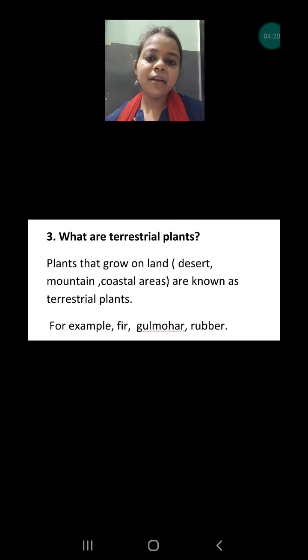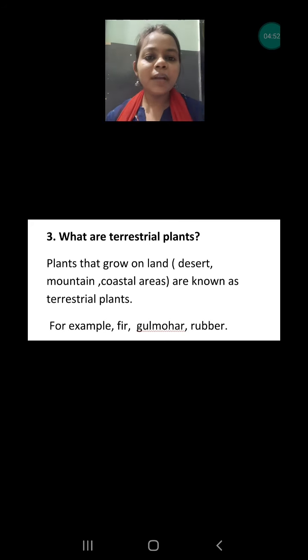And what can be land? Desert. Desert is also the part of the land. Mountain is also the part of the land. Coastal areas are also the part of the land. Marshy areas are also the part of the land. So land can be of different types. But these all are the different types of land only. So desert plants are also considered terrestrial plants. Mountain plants are also considered terrestrial plants, and coastal area or marshy area plants are also considered terrestrial plants. So you can give any of the examples, because these all are examples of terrestrial plants only.